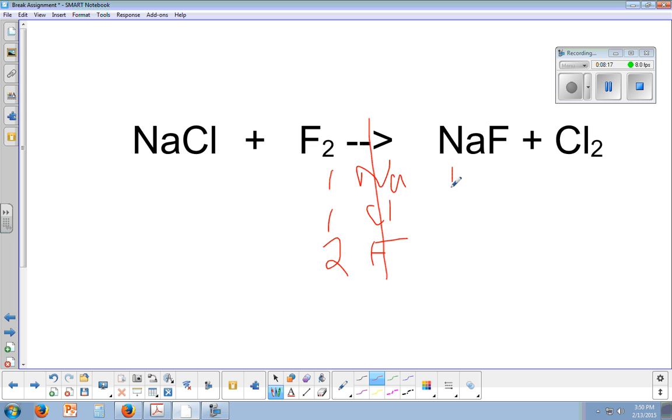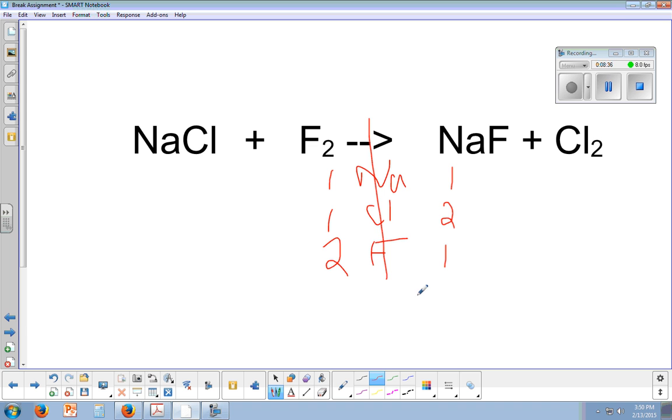I have 1 sodium, 1 fluorine, make sure you put it where F is, and then 2 chlorine. So now I have to balance. Looking at this, sodium's already balanced, so I can leave that. Chlorine is not balanced. I have 2 on this side and only 1 on that side, and fluorine's not. I have 2 on this side, 1 on this side.